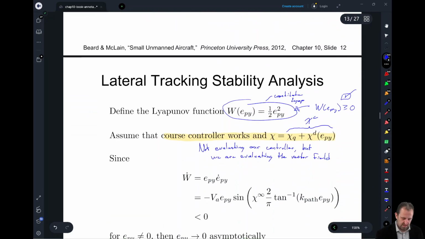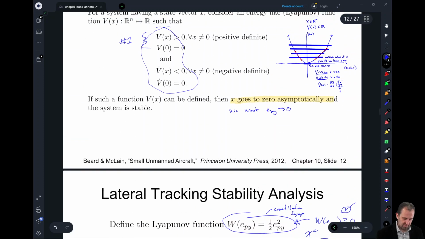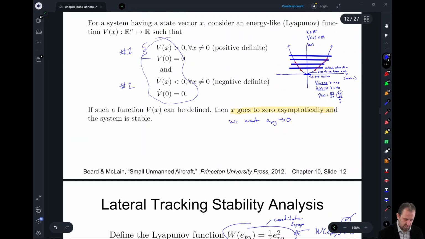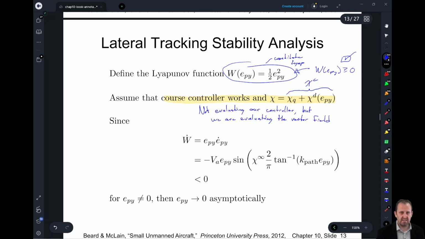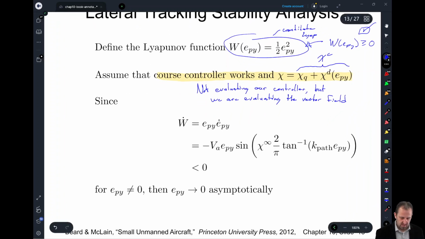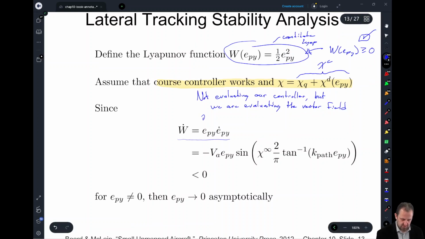Okay. And then our second condition is that W dot has to be less than 0. That one's typically the harder one. It's easy to find a candidate Lyapunov function. It's a little bit harder to find an actual one. So again, remember, we're going to define this. W dot is just equal to the partial of W with respect to e_py times e_py dot. Okay, so we have this equality.